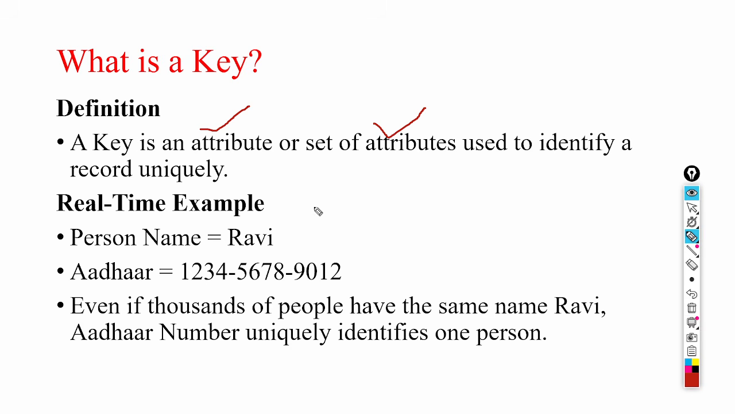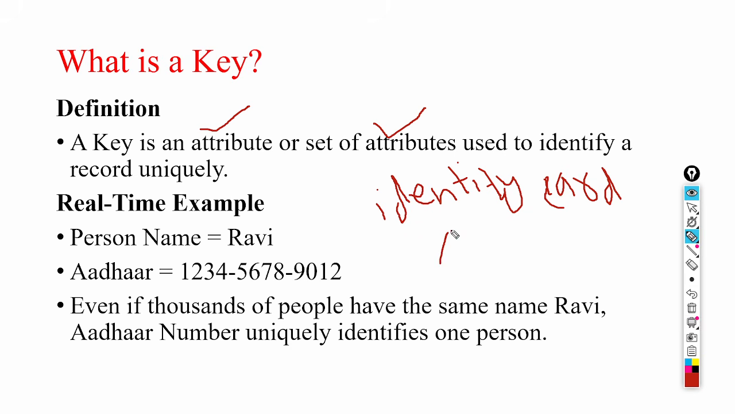In simple words, a key acts like an identity card. Each and every person has some identity, and based on their identity card, we can identify the person's details. Just like every citizen has a unique Aadhaar number, every record in a database can be identified using a key. Without a key, the database cannot efficiently locate the record.